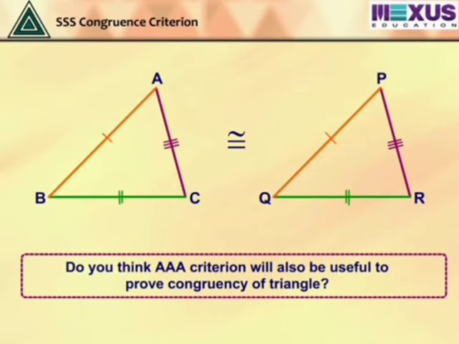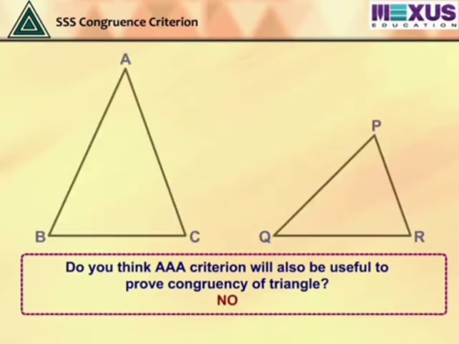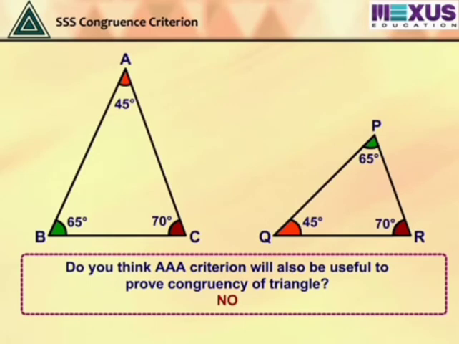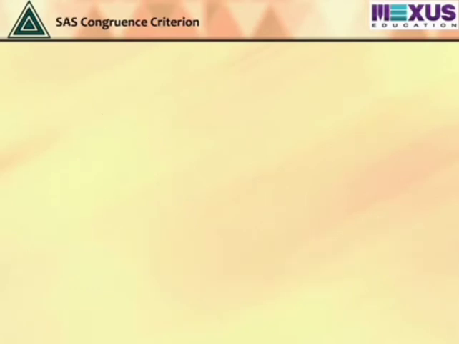Do you think AAA criteria will also be useful to prove congruency of triangles? No. Why? Because see two triangles, their angles are equal but their shapes are different. So you can't say by AAA criteria these two triangles are congruent. You can't use it like that. No congruency is there. From the figure you can understand.